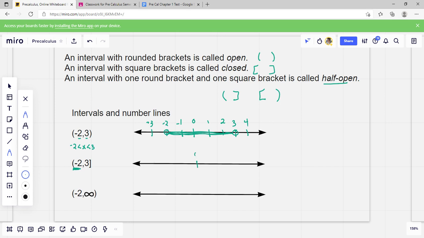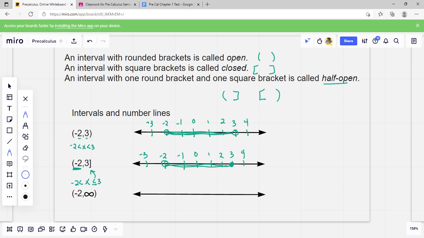So first let's mark these. -1, -2, -3. Everything that is greater than -2, so we're going to put an open circle, and then everything less than or equal to +3, so we're going to fill that one in. So that would be -2 is less than x, which is less than or equal to 3. That's what that one looks like.